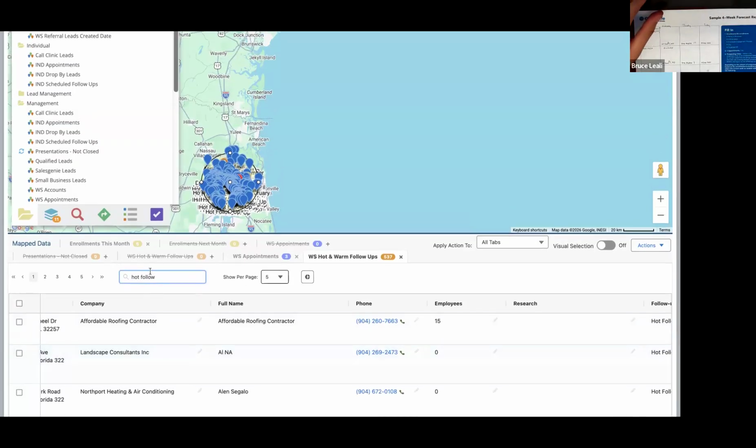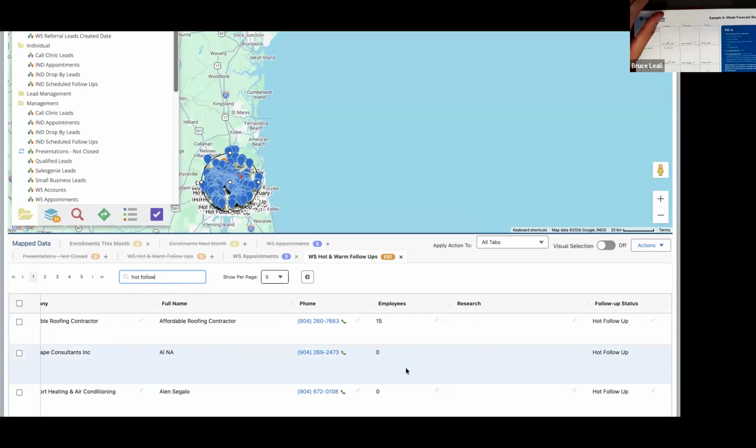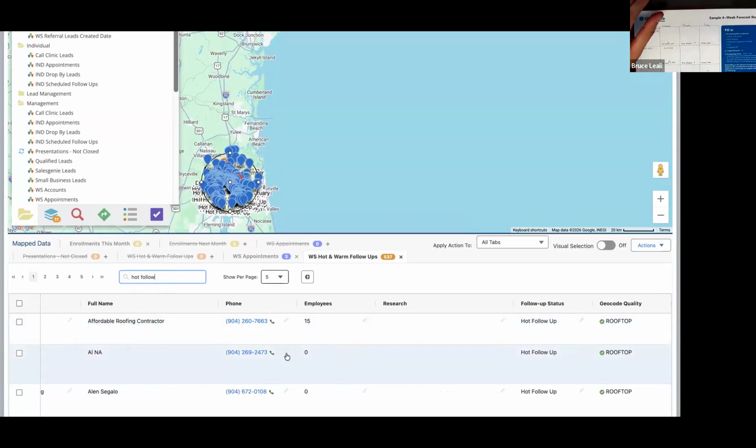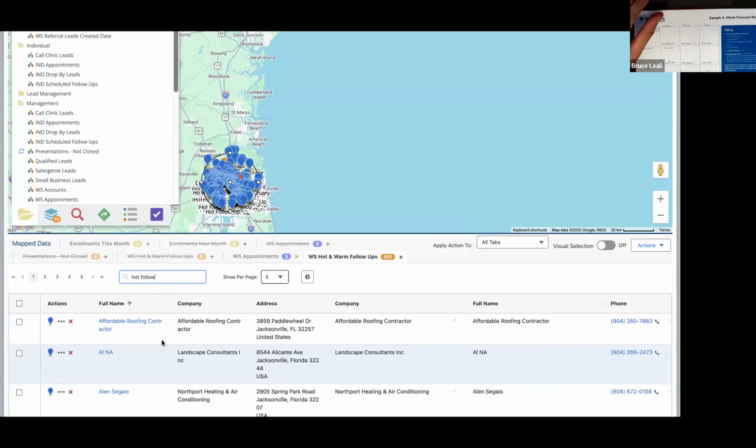So now that I put in hot follow up, if you guys can see here on my screen, I put into the search bar hot follow up, any hot follow ups that I got, it's going to show me hot follow up. So this is going to help me be able to then add, okay, I've got this one. I can't get to it this week. So I'm going to add this hot follow up to the week of the 24th.